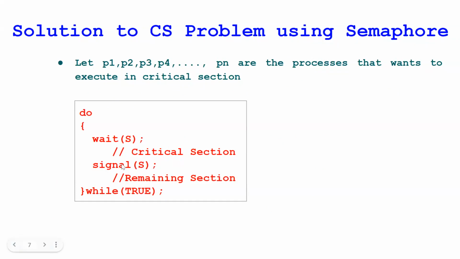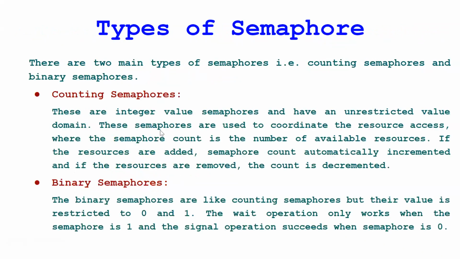This is the exit code, right? This wait s is the entry code and that signal s is the exit code. After executing this exit code, the value of s will be incremented by 1, so s becomes 1, and when it becomes 1, another process will enter into the critical section, right?